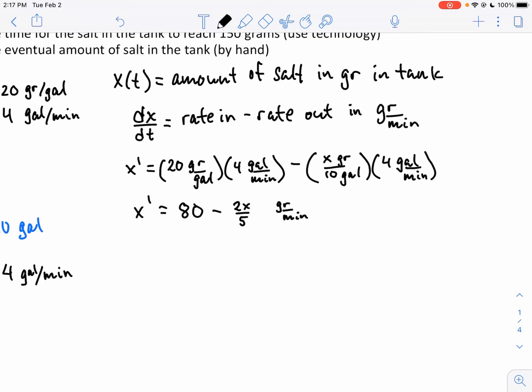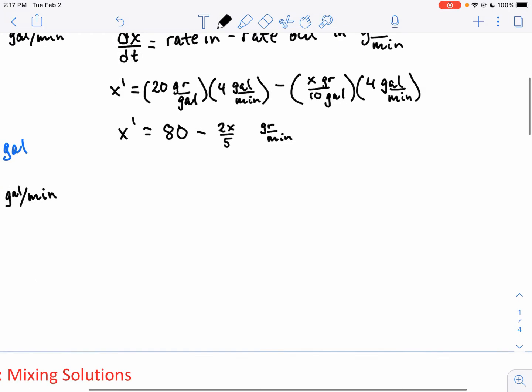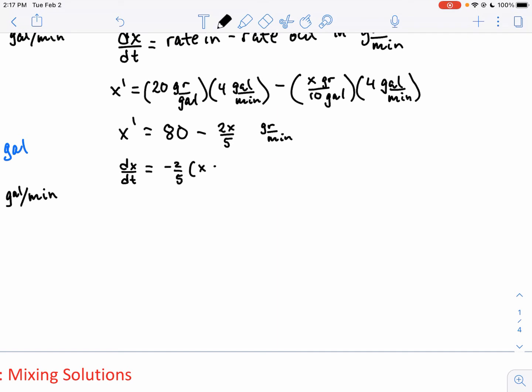And just like that, we have constructed the differential equation that we need to solve. This particular differential equation is separable. Let's go back to dx dt. I'm going to factor out the negative 2/5. That leaves x minus, and factor out 2/5 from 80. That's going to give us a 200.